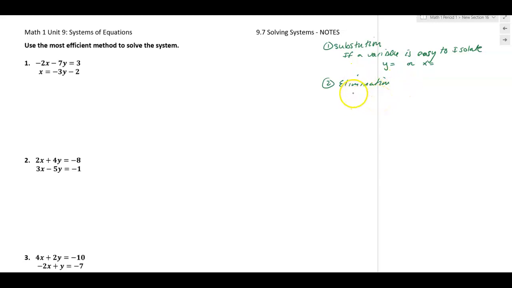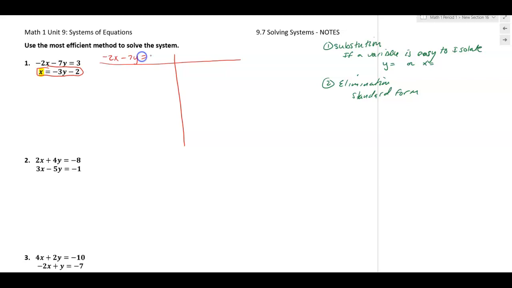And with elimination, you want to be in standard form, right? And if both of them are in standard form, then you can go ahead and use elimination. So the first example here, if I look, notice how I have x equals right there. This bottom equation tells me that substitution is the best method to use. So I would go right to my t-chart.